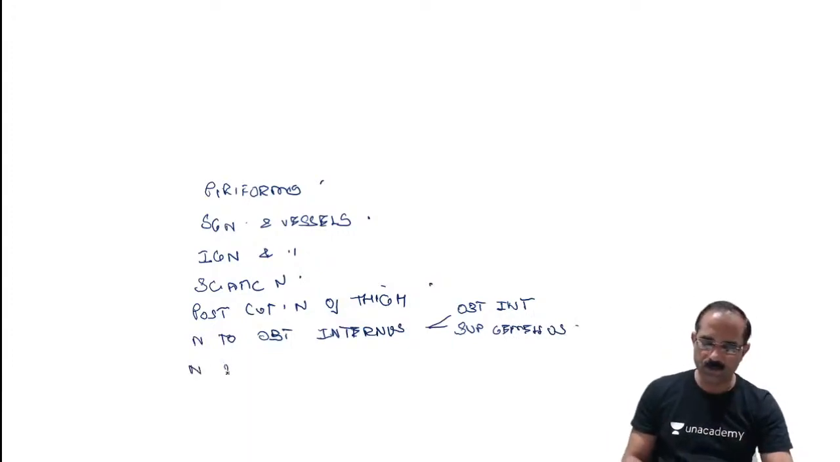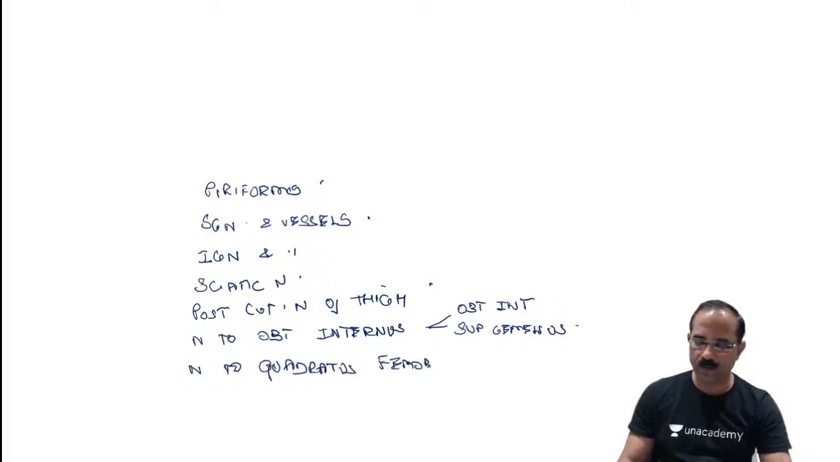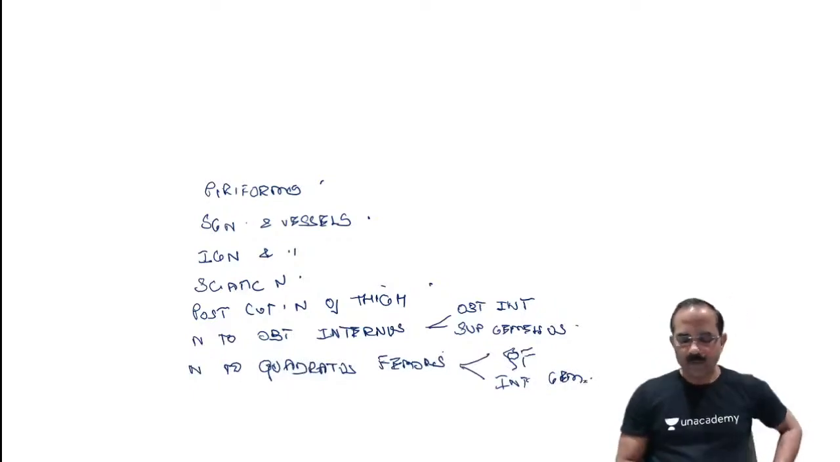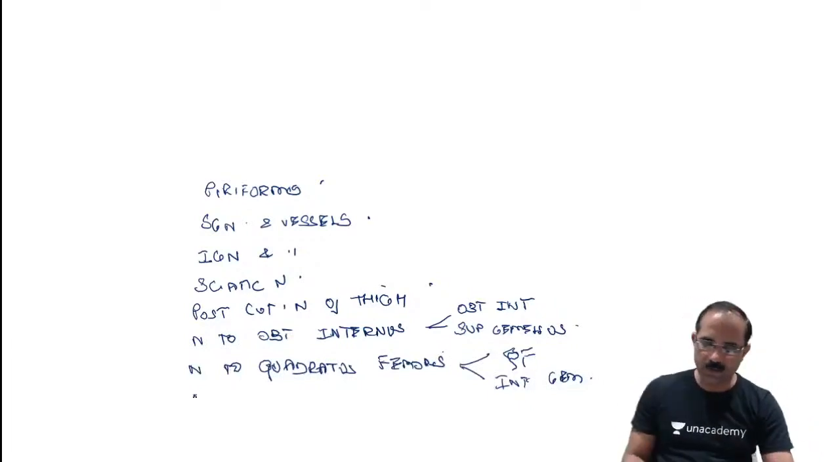The next is the nerve to quadratus femoris. And what does this nerve to quadratus femoris supply? It supplies the quadratus femoris as well as the inferior gemellus. Okay. And there are three more structures. One is the pudendal nerve.